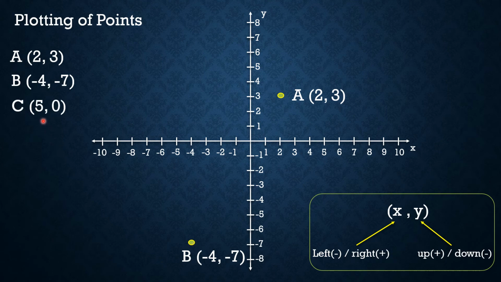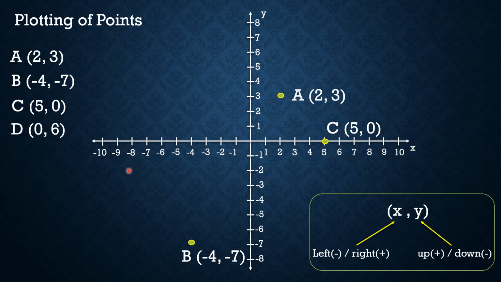For the third example, let's say point C which has the coordinates 5, 0. So, kung titignan natin, ang x-coordinate natin ay positive 5, ibig sabihin, to the right. However, kung titignan natin ang ating y-coordinate which is 0, ibig sabihin, magi-stay lang. So, paano natin gagawin? So, starting from the origin, move 5 units to the right. 1, 2, 3, 4, 5. And then, since the y-coordinate is 0, hindi na siya tataas, hindi na rin siya bababa. So, magi-stay lang siya. So, ibig sabihin, si point C ay matatagpuan dito.